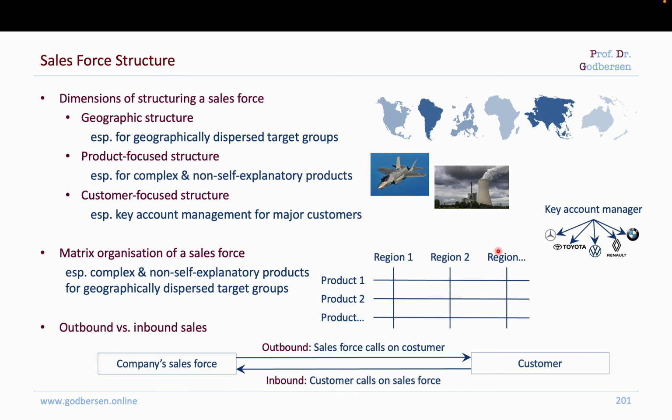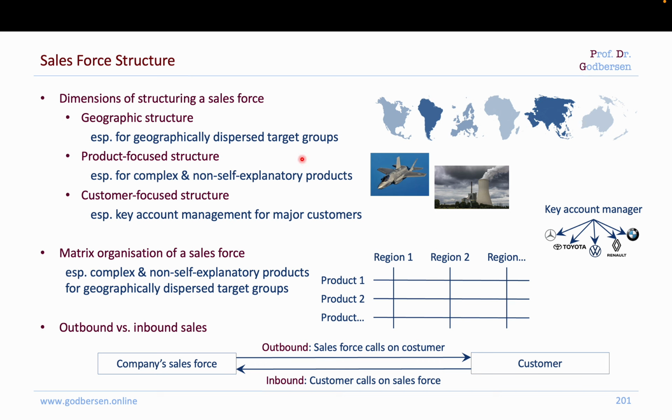Let's come to the sales force. What kind of structure can you give your sales force? So there is a regional or geographic structure. That makes sense if your target group is regionally or geographically dispersed. So you often find this with international companies, like we have in North America, South America, Europe, Middle East, Africa, Far East, and so forth.